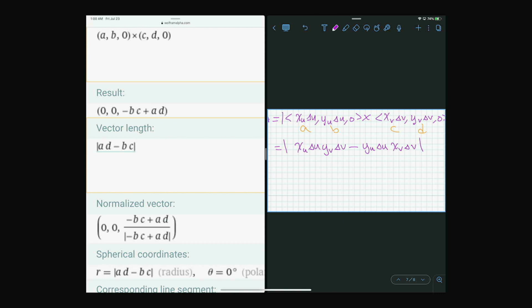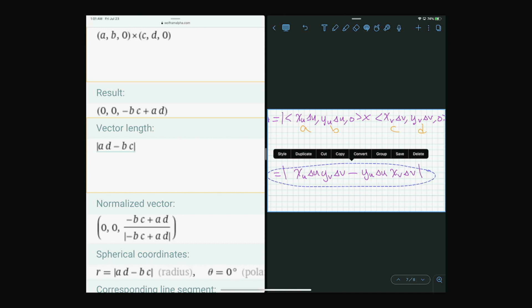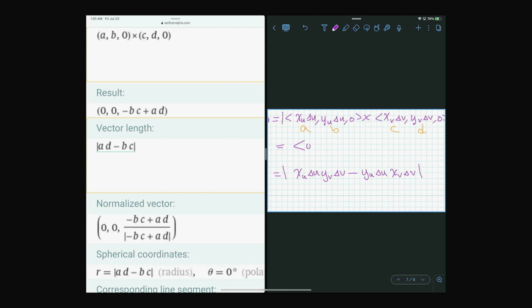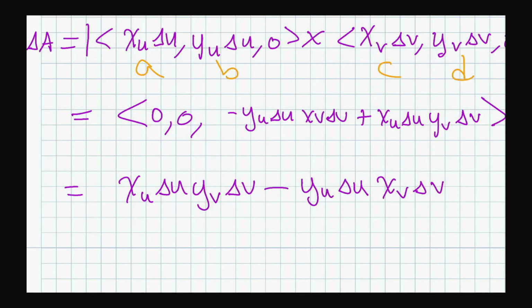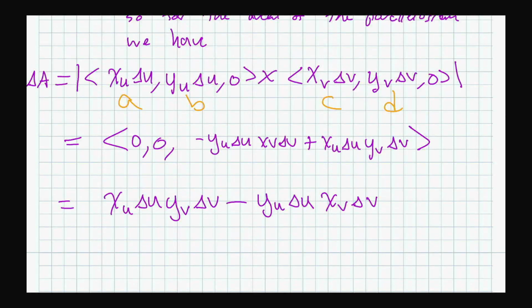What am I doing? Sorry. Let me back this up. Copy the wrong thing into the wrong place. The actual vector that you get here is 0, 0, and then negative BC, which is negative YU delta U, XV delta V, plus AD, which is XU delta U, YV delta V. Okay. And then when you do that, that's your result. So let's just back this up.